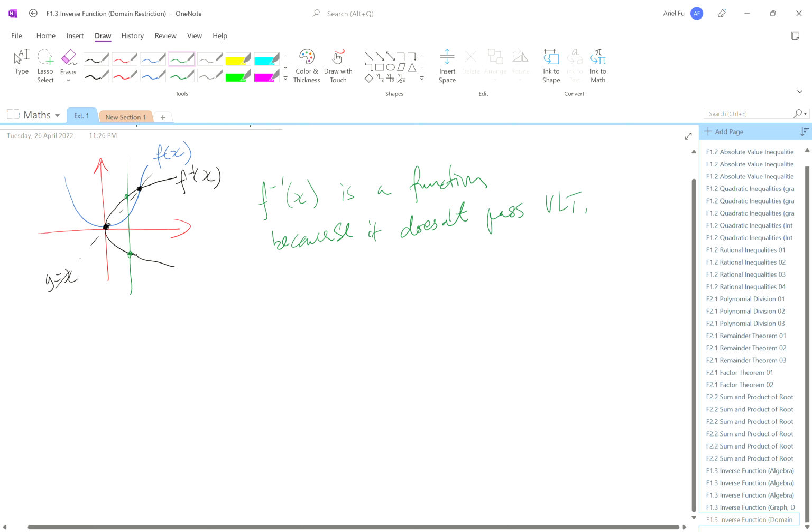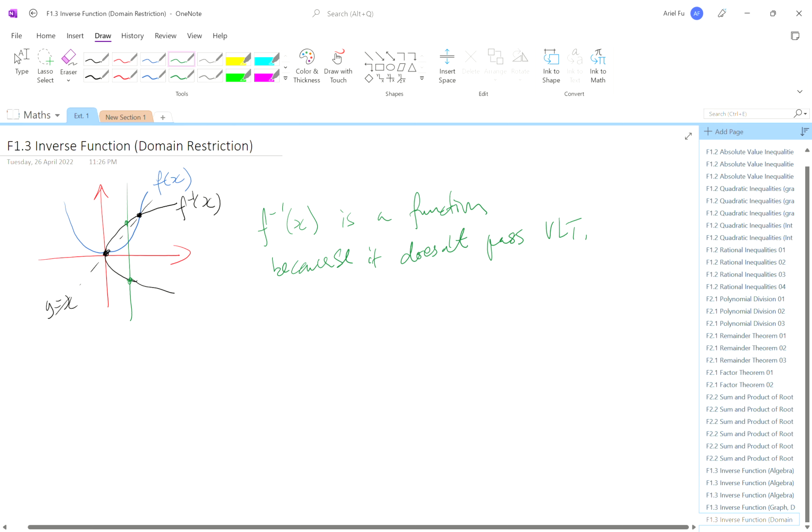So in that case, how do I figure out if a function does actually have an inverse? Let's redraw this graph. Before it's reflected, the vertical line test is a horizontal line test. If f of x does not pass the horizontal line test, then its inverse will not pass the vertical line test because it's a reflection.